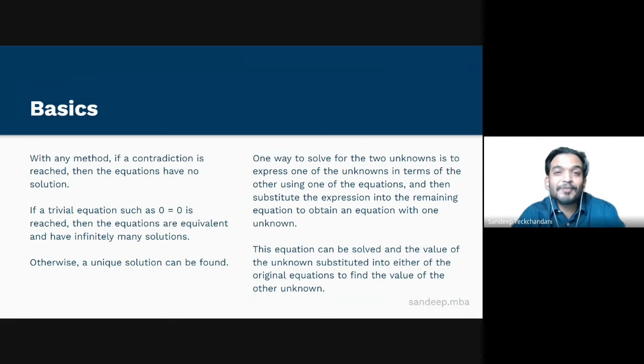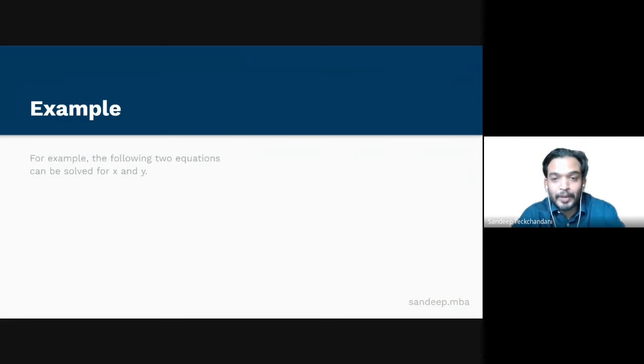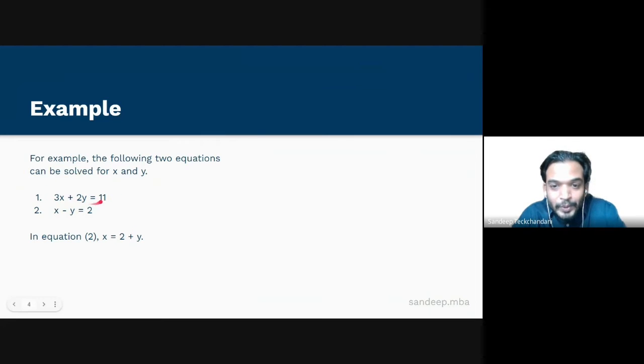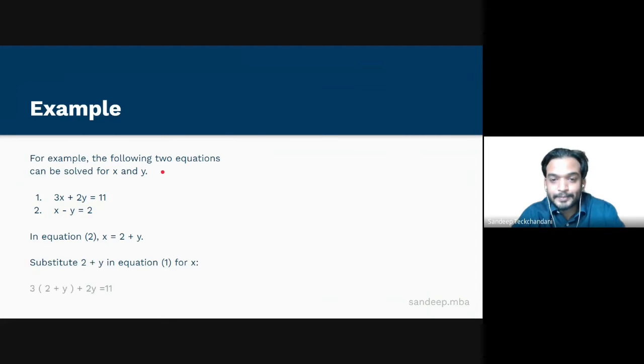Let us understand this with the help of an example. Say I want to solve these two equations. 3x plus 2y is equal to 11 and x minus y is equal to 2. In the second equation, x minus y is equal to 2, we can say that x is equal to 2 plus y. We will substitute 2 plus y in the first equation and get 3 times 2 plus y plus 2y is equal to 11.